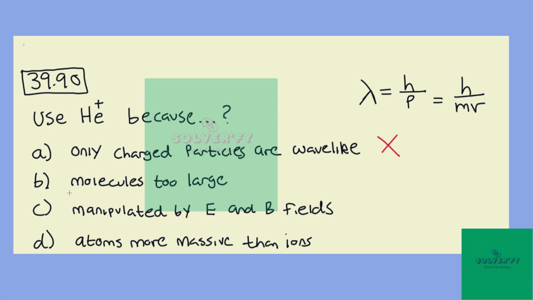Molecules will be too large. Well, this would reduce the wavelength, but I strongly would suggest that molecules formed by helium atoms would not be that much larger than the helium atoms themselves. In a world where our quantities vary by many, many orders of magnitude, I don't think one order of magnitude change to form these molecules would make much of a difference.